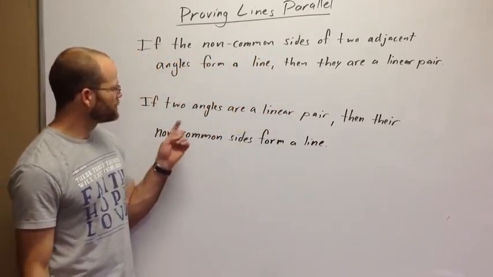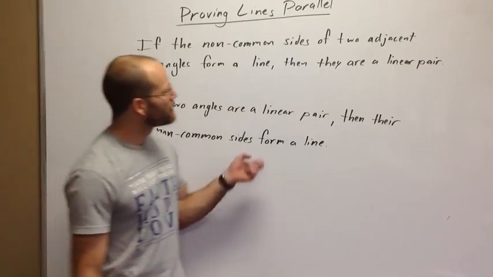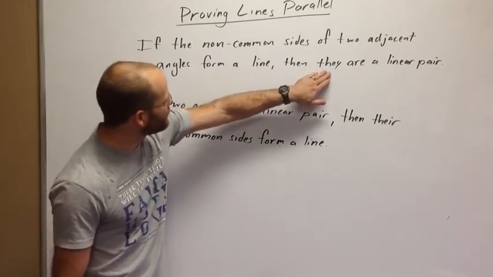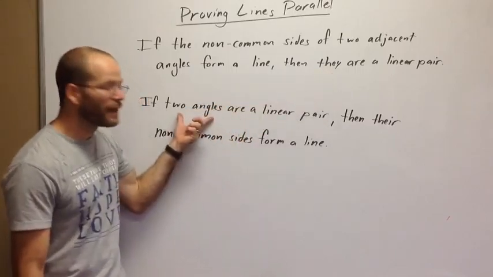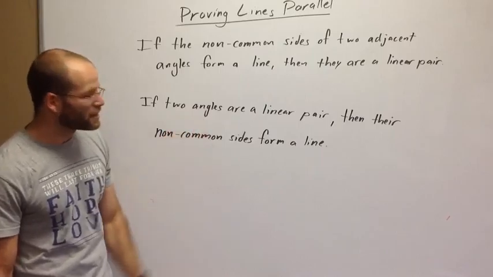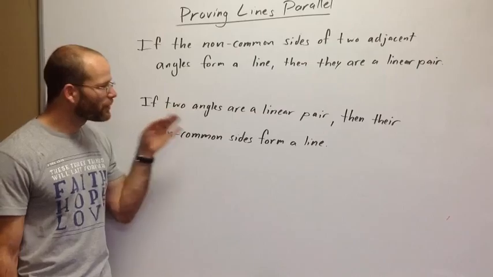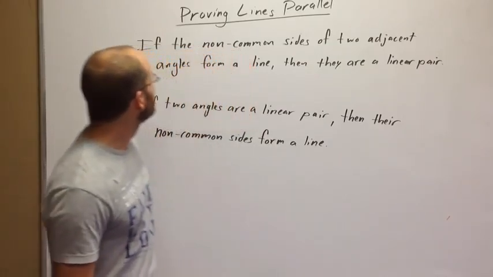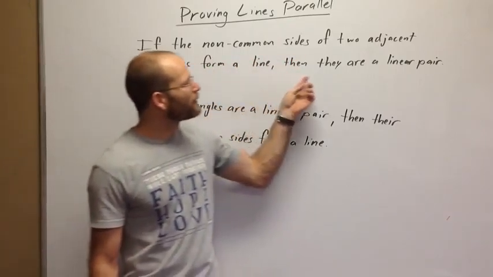Here's the converse. If two angles are a linear pair, then their non-common sides form a line. You'll notice I changed out the pronouns a little bit here. We have they, and of course that was in the conclusion. When I moved it to the hypothesis, I changed they for the two angles themselves. Don't worry about that. That's permissible. But if we ask the question, is the converse true? The answer to that question is yes. The converse and the conditional are both true. And so we know that we can form a nice biconditional from this. It would read, the non-common sides of two adjacent angles form a line if and only if they are a linear pair.